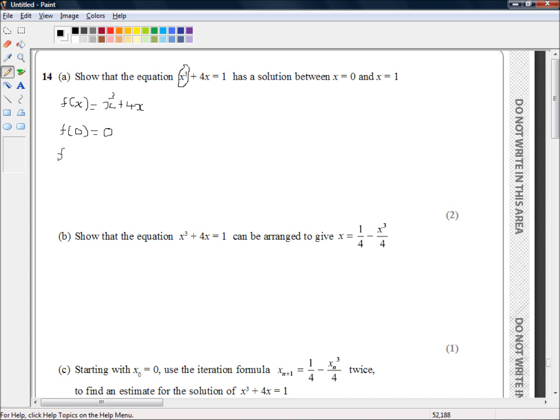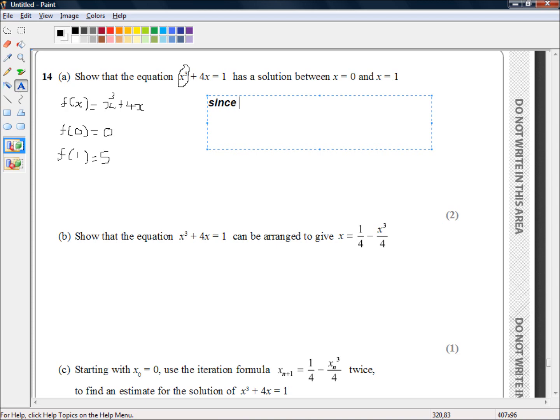So f of 1, because we're told that we've got to show that there's a solution between 0 and 1, so f of 1 is equal to, well, 1 cubed is 1, plus 4 times 1 is 4, so that's 5. 1 plus 4 is 5. So I'm actually going to type this. Since f of x is continuous, and I don't think you're expected to prove that it's continuous, you're just supposed to know that it's continuous.